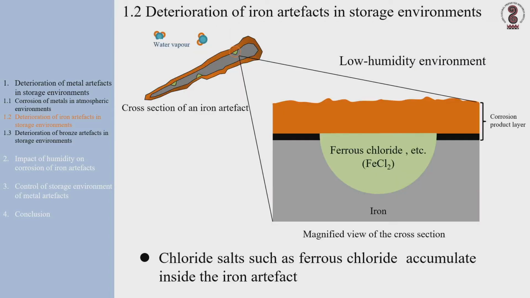Next, I will explain the deterioration mechanism of iron artifacts, similar to the one you saw in the previous slide. On the upper left is a cross-section diagram of an iron artifact. The diagram on the right is a magnified view of a part of that artifact. There are cases where chloride salts, such as iron chloride 2, accumulate in parts of the iron artifact as corrosion products.